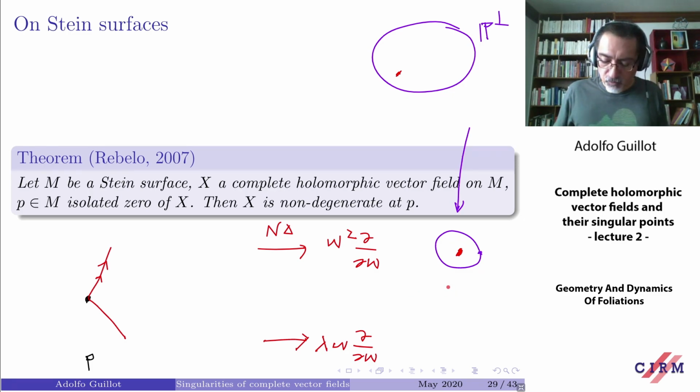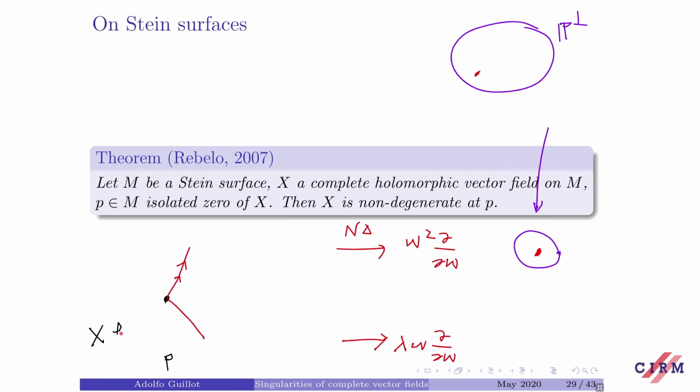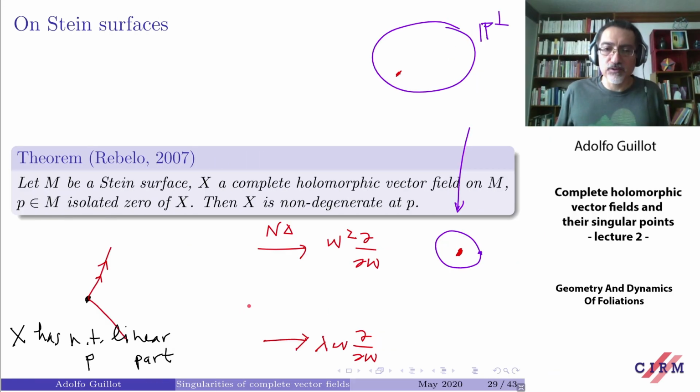Okay. So if you look carefully, the second condition implies that your vector field has a non-trivial linear part. So the second condition means that X, the vector field here at the left, has non-trivial linear part. So two things can happen. Either your vector field is non-degenerate, and then you're done. Or if it is degenerate, it is a saddle node.